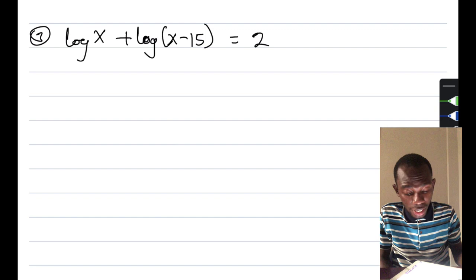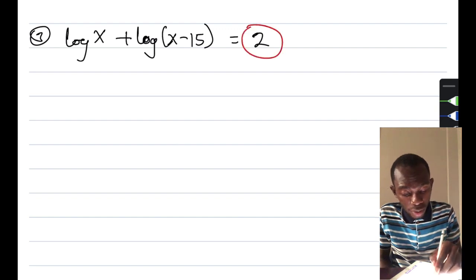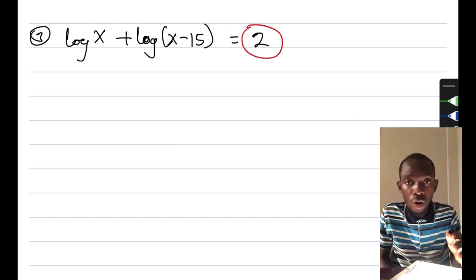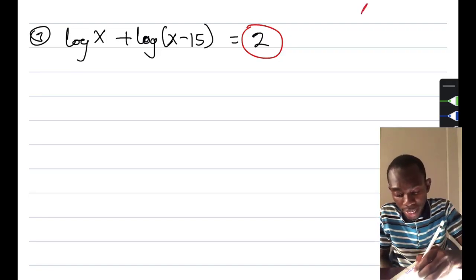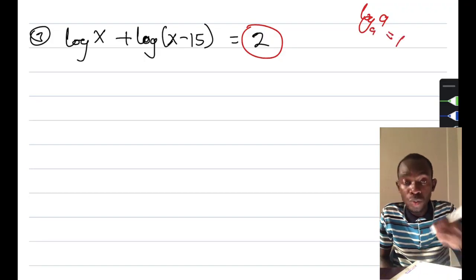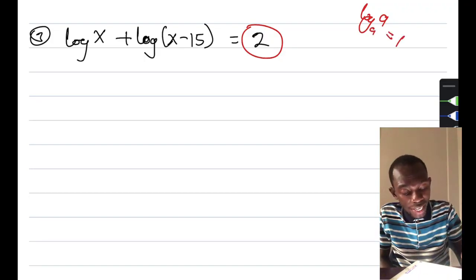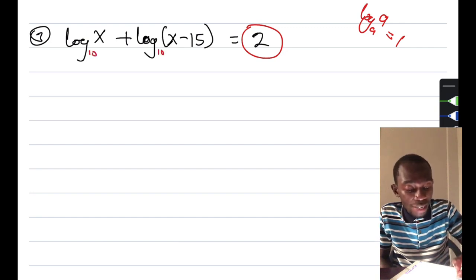So what we have here, you can see that now this is 2. Okay, it's not in the log form. The first thing you need is to get it in the log form. Do you remember this rule I gave you? The log of a particular number to the same base is what? Is 1. Now, what is the base here? Well, if you see a log without a base, it means that it's already in base 10.